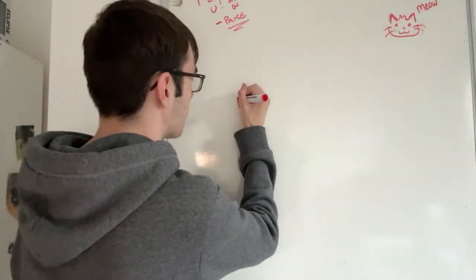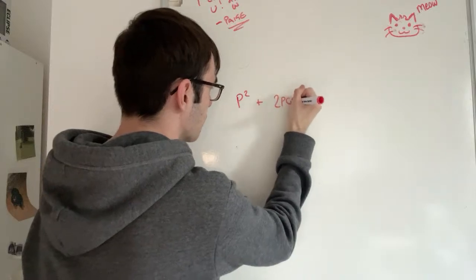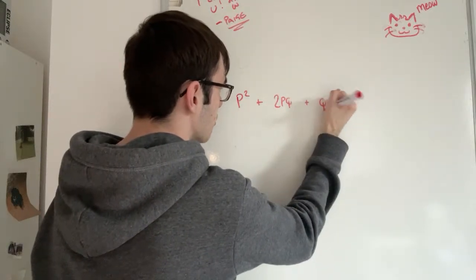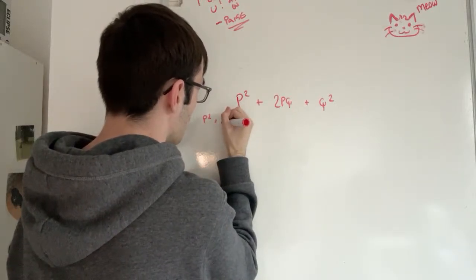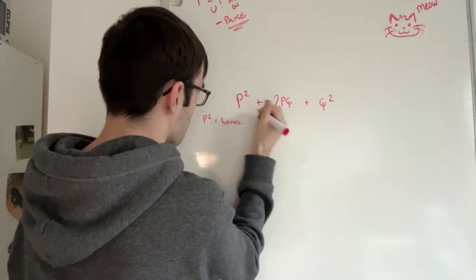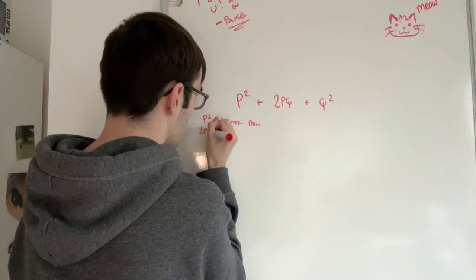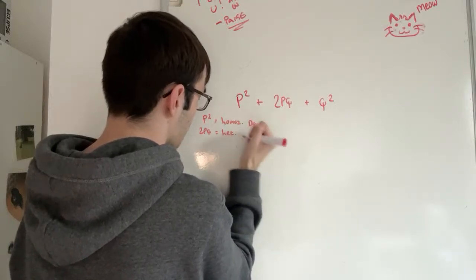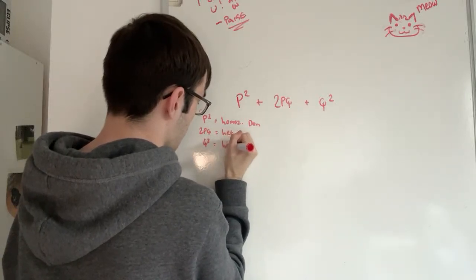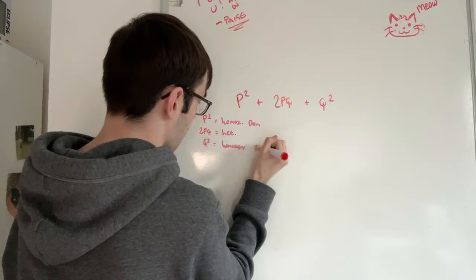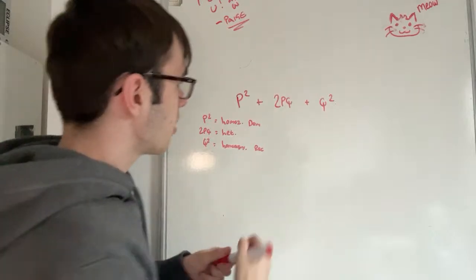Right. Hardy-Weinberg equation is p squared plus 2pq plus q squared, where p squared is homozygous dominant, 2pq is heterozygous, and q squared is homozygous recessive. We know that, right? We know that. That's how it works. Equals 1.